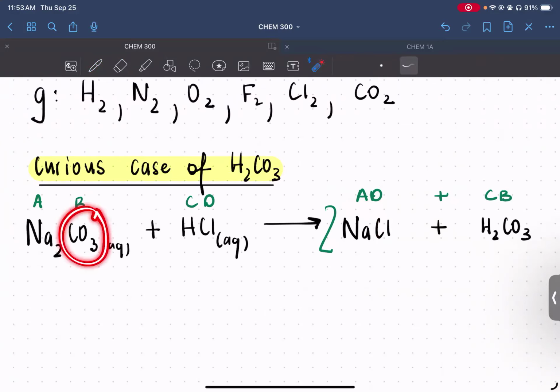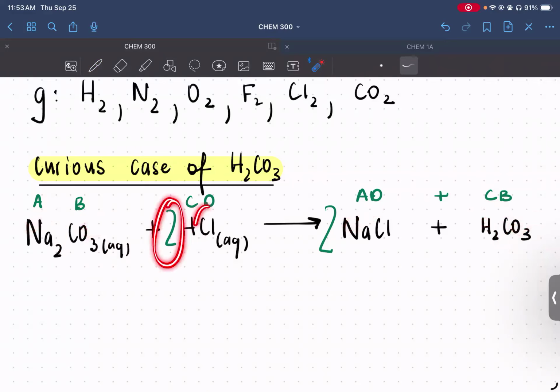1 CO3, 1 CO3. 1 hydrogen, 2 hydrogens. Okay, that's a problem. To balance it, we just put a 2 in front of the HCl. So now the sodium is balanced, the carbonate is balanced, the hydrogen is balanced. 2 chlorines. Oh, and would you look at that? 2 chlorines.